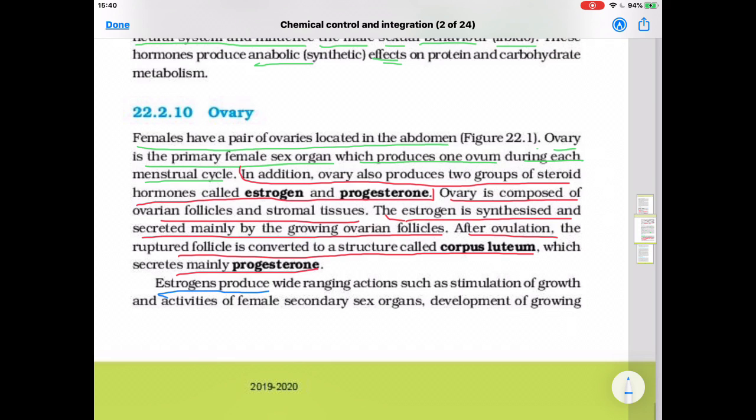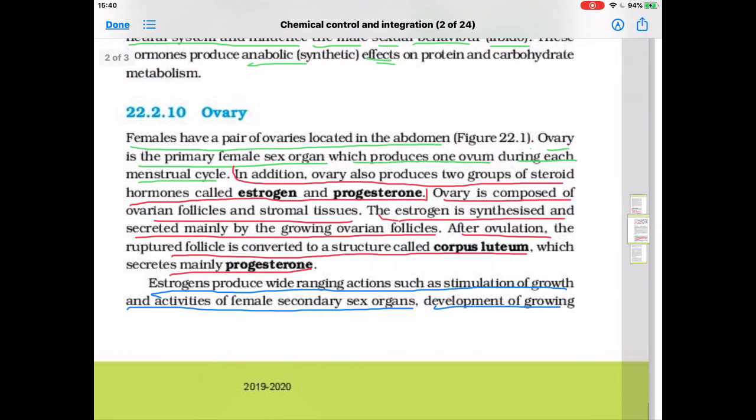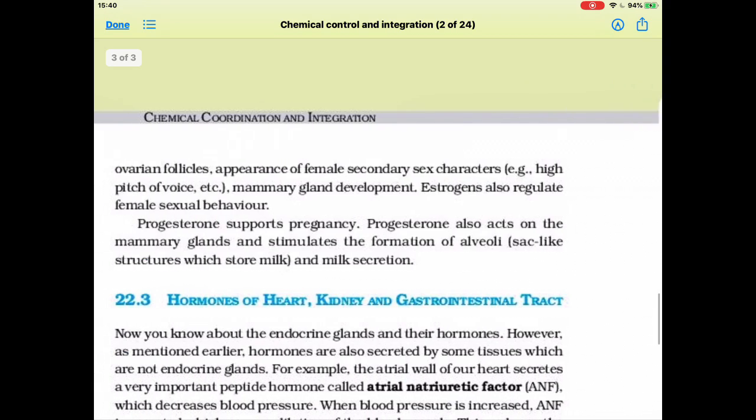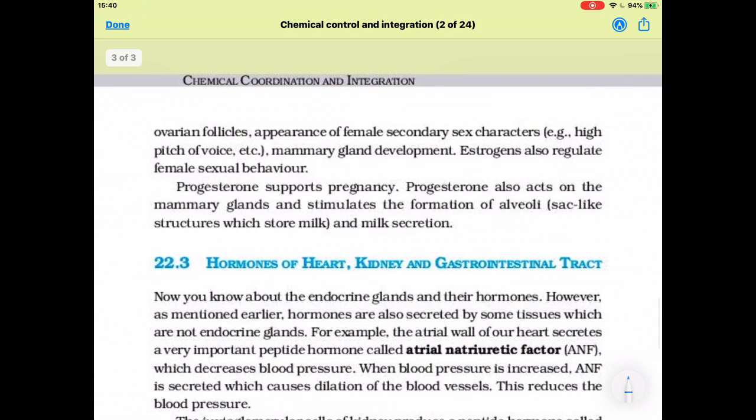Estrogens produce wide-ranging actions such as stimulation of growth and activities of female secondary sex organs, development of growing ovarian follicles, appearance of female secondary sex characters like high pitch of voice, mammary gland development. Estrogens also regulate female sexual behavior. Progesterone supports pregnancy. Progesterone also acts on mammary glands and stimulates the formation of alveoli, that is, sac-like structures which store milk, and milk secretion. I hope this is clear.